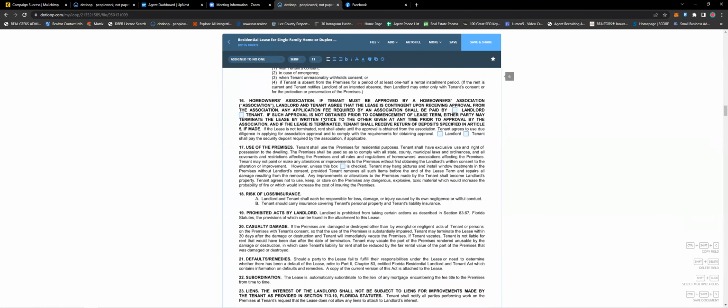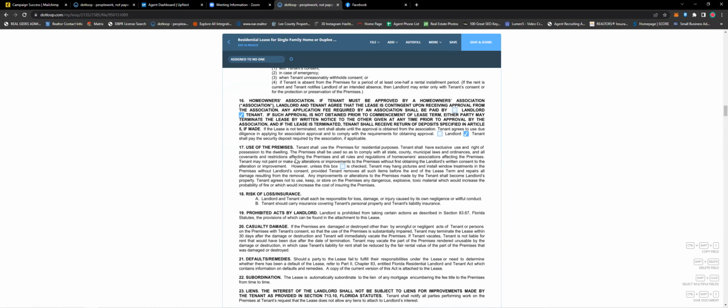It talks about the landlord's access to the premises, at what given time they're allowed to, and what needs to be done. Then it talks about the HOA and any application fee, who it's paid by, whether it's the landlord or tenant. You click the tenant box. Tenant agrees to use due diligence in applying for the HOA, and tenant shall pay the security deposit required by the association.